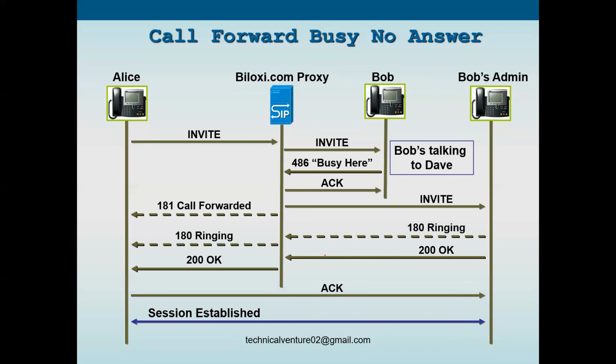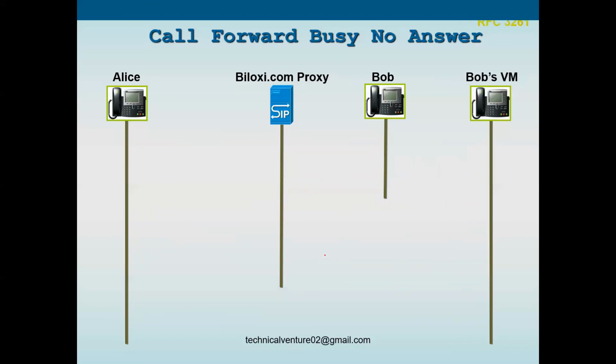When the person is busy and unable to answer the call, that call should be forwarded to someone else, in this case to Bob's admin. So this configuration should be there on Bob's phone: if I am busy, then that call should be forwarded to my admin. That is the example of call forward busy.